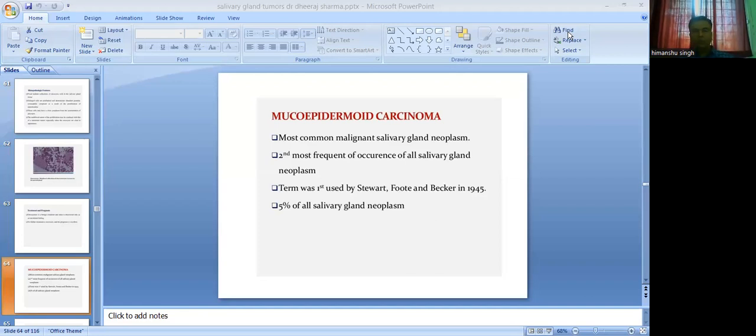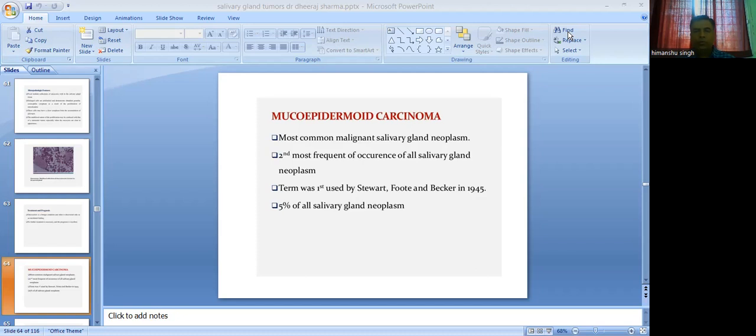Now the next topic is mucoepidermoid carcinoma. Now we are coming to the malignant salivary gland tumors. It is the most common malignant salivary gland tumor. In case of benign, it was polymorphic adenoma. In case of malignancy, it is mucoepidermoid carcinoma. It is the second most frequent of all the salivary gland neoplasms in occurrence.